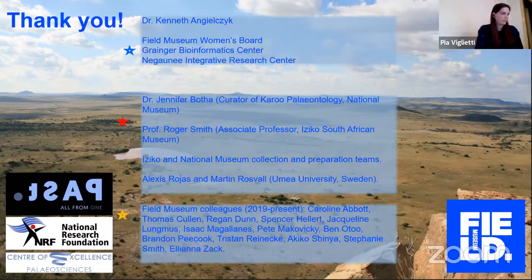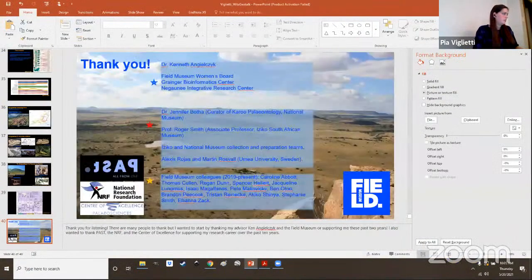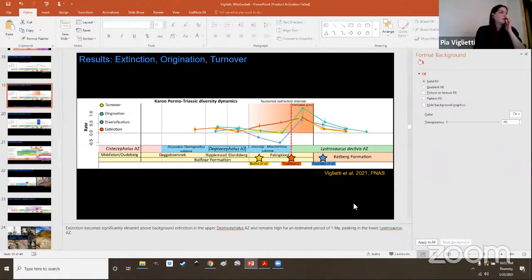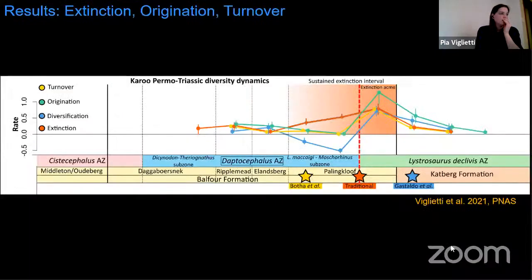Let me get the diagram back again. Sorry, just give me a sec. I don't know if you can see, Bruce, but the main peak is, I would say, below, in the upper Palingkloof. So this is pretty close to the traditional placement. It's just that the binning makes it a little tricky to see that. But by the time you get into the lower Katberg, I would say the extinction is over.